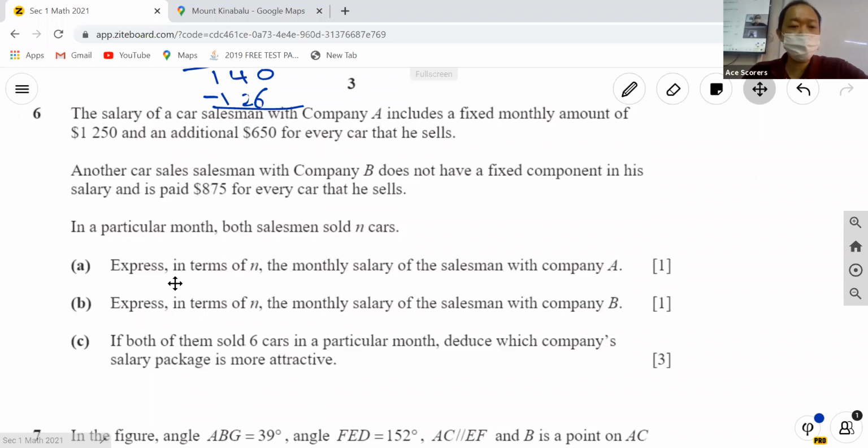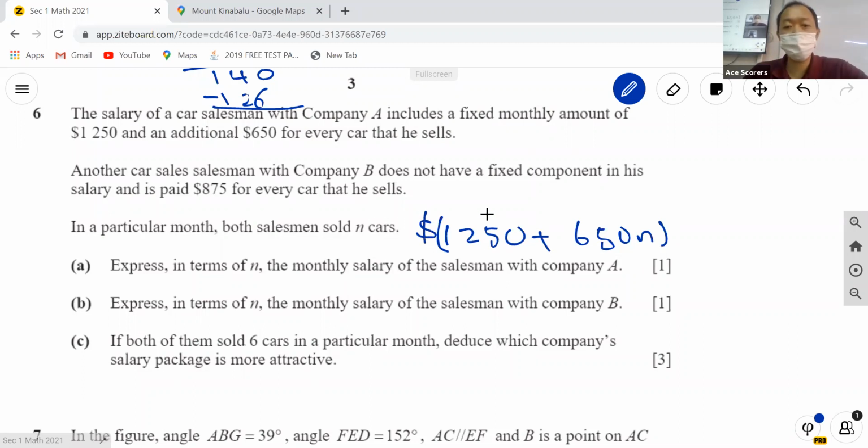Both of them sell N cars. Expressed in terms of N, the monthly salary of the guy in company A will be 1250 plus 650 times N. Then you put a bracket and a dollar sign. The guy from company B is simply 875 with an N, and of course a dollar sign.